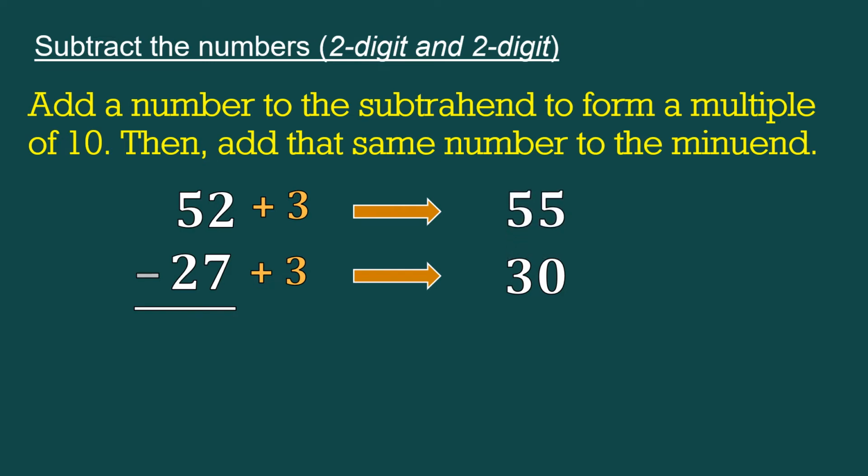Then, subtract the newly formed minuend and subtrahend. 55 minus 30 is equal to 25. So, 52 minus 27 is equal to 25.